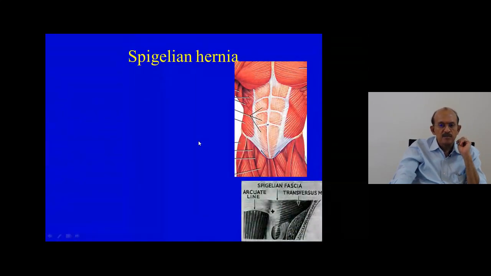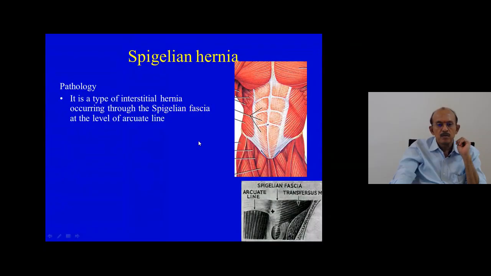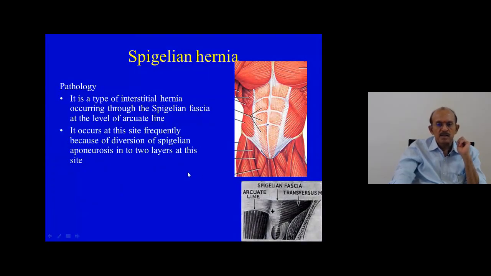Spigelian hernia. It is a type of interstitial hernia occurring through the Spigelian fascia at the level of the arcuate line. It occurs at this site frequently because of the division of the Spigelian aponeurosis into two layers at this site. This is the Spigelian fascia.